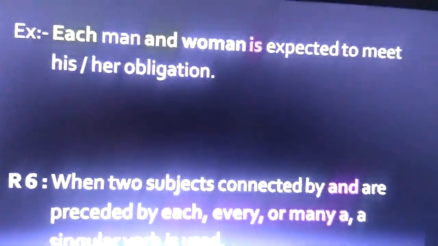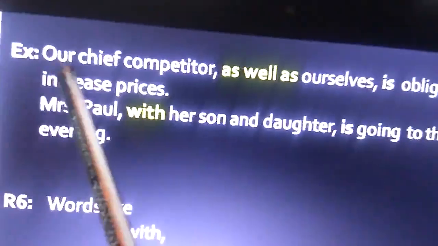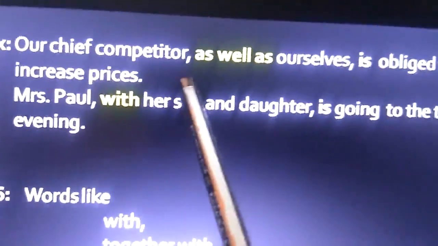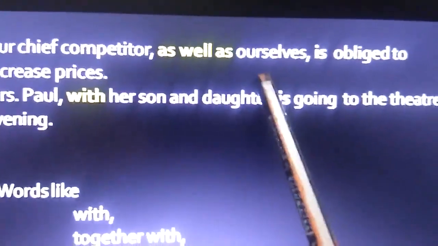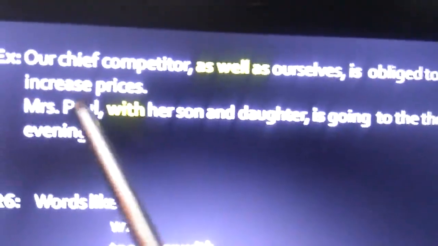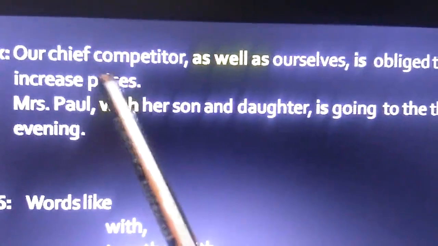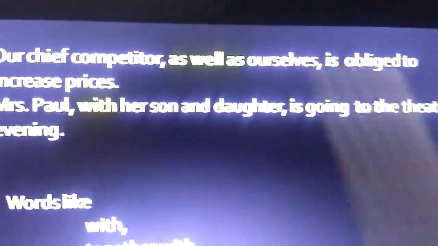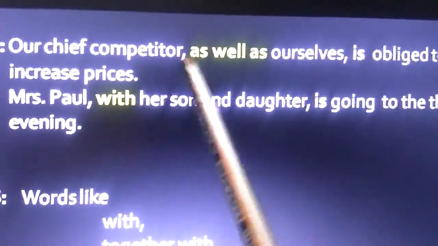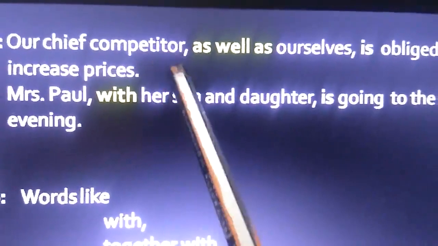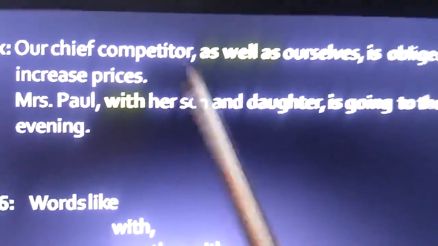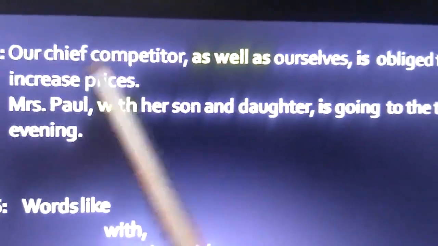And see one more example here in this sentence. The first example: our chief competitor as well as ourselves is obliged to increase prices. In this sentence, of whom we are speaking, that becomes the subject. As I told you before, we are speaking about the chief competitor, our chief competitor.